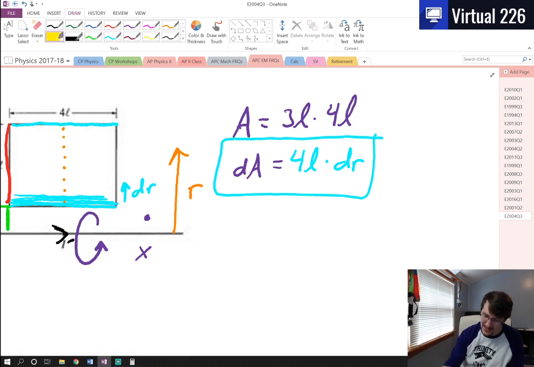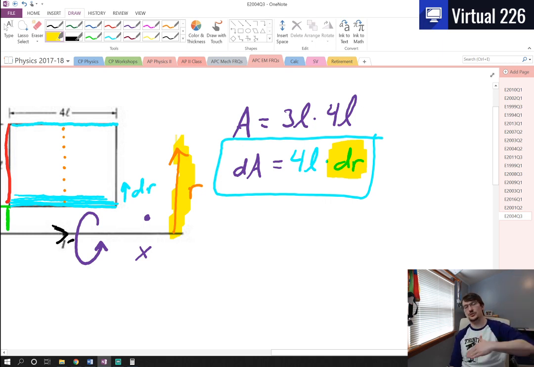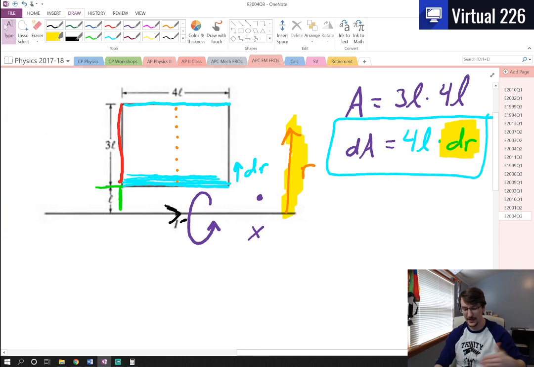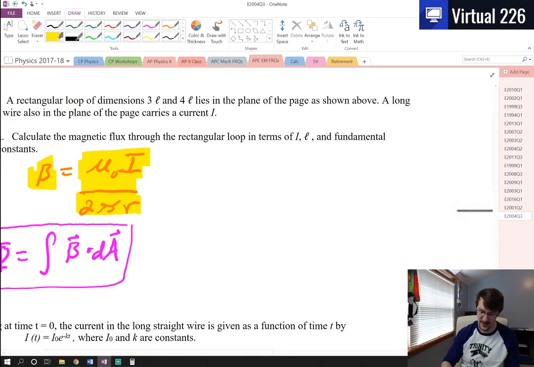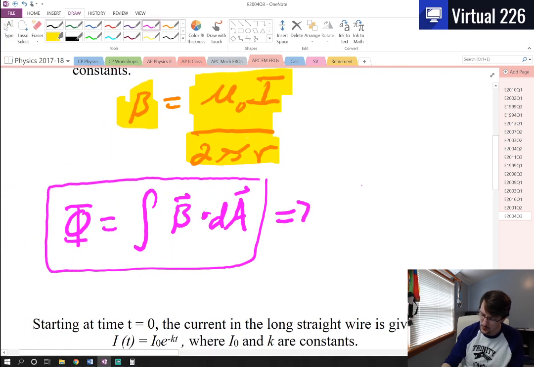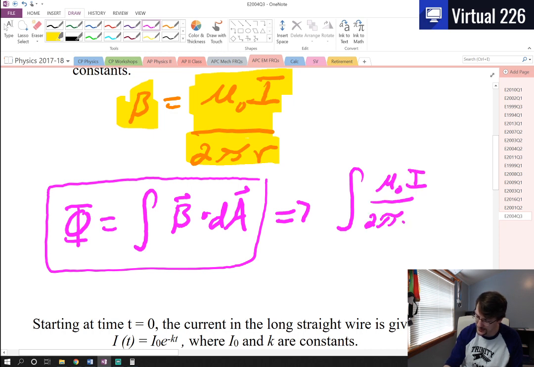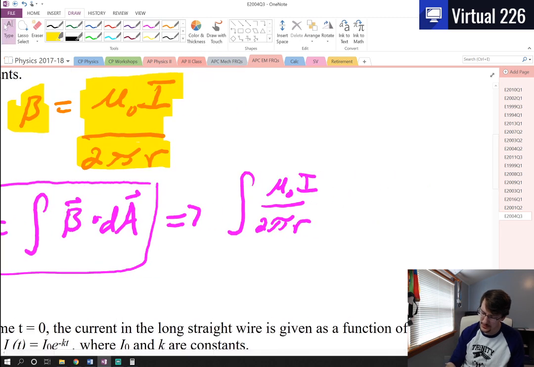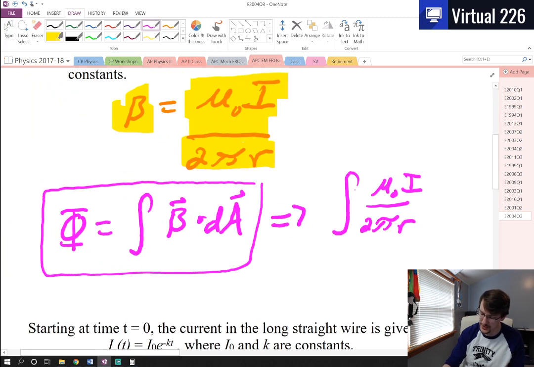And we need this dA amount because it is in terms of r, which is what we're moving away from, or across this loop, and that's going to cause our B field to change its value. So what we can say here is that this integral now, when we write it, is the integral of the B field, which is mu naught I over 2 pi r, dA.